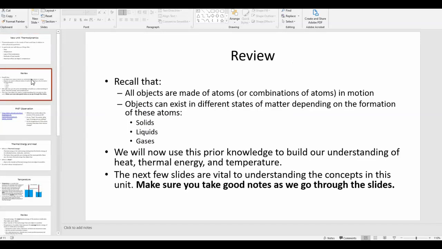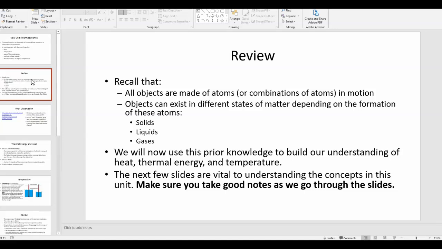Now, this should be a recap because you should have learned this in your past science classes. All objects are made of atoms, or combinations of atoms in motion. And there are different types of atoms. In fact, there's a whole periodic table full of different types of atoms, everything from hydrogen, helium, to nickel, iron, copper, magnesium. All those different elements are different types of atoms. So all objects in the universe are made either of atoms or combinations of atoms.